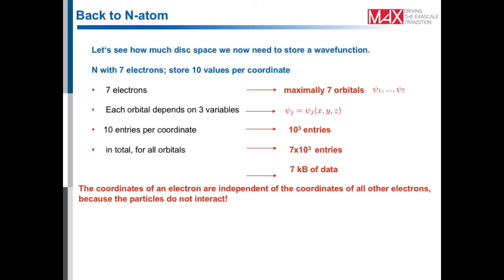Okay, so back to the nitrogen atom now. Let's see how much disk space now we need. So with 7 electrons, you want to store, again, 10 values per coordinate. But with 7 electrons, you have maximally 7 orbitals, right? So psi1 to psi7. Now each orbital depends on three variables, right? X, Y, Z. You have 10 entries per coordinate, that's 10 to the third entries. And in total, for all orbitals, you need 7 kilobytes of data. So this is a very nice approximation, right? So we managed to do this because we assumed that the electrons did not interact, right? They are independent.